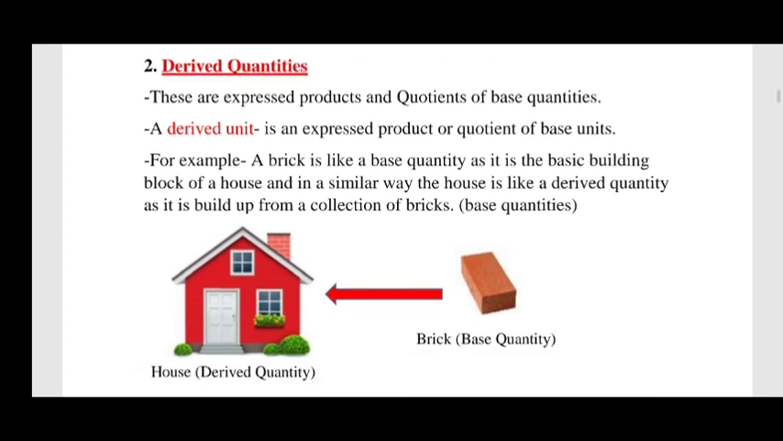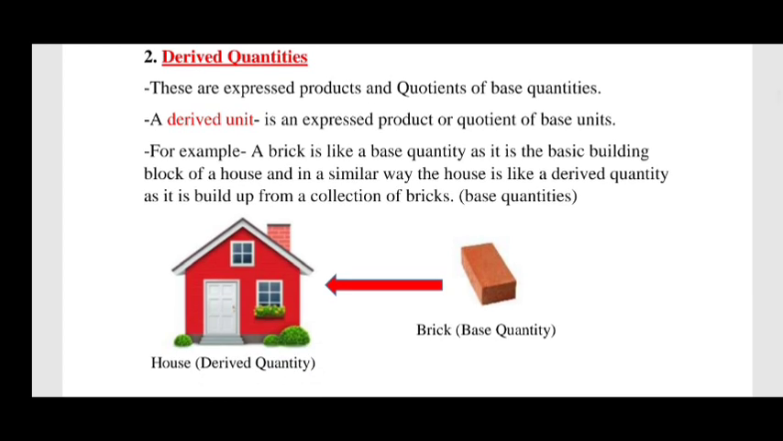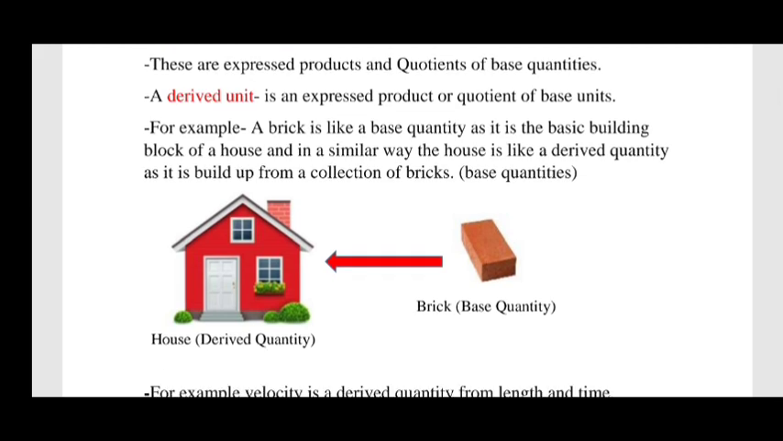A given example is as follows. A brick is like a base quantity, right? It is the basic building block of a house. So a house is built up of bricks. So bricks are like base quantities. They make up a house. So a house is a derived quantity that is made up of what? Of bricks, right? So bricks are sort of acting like the base quantity.